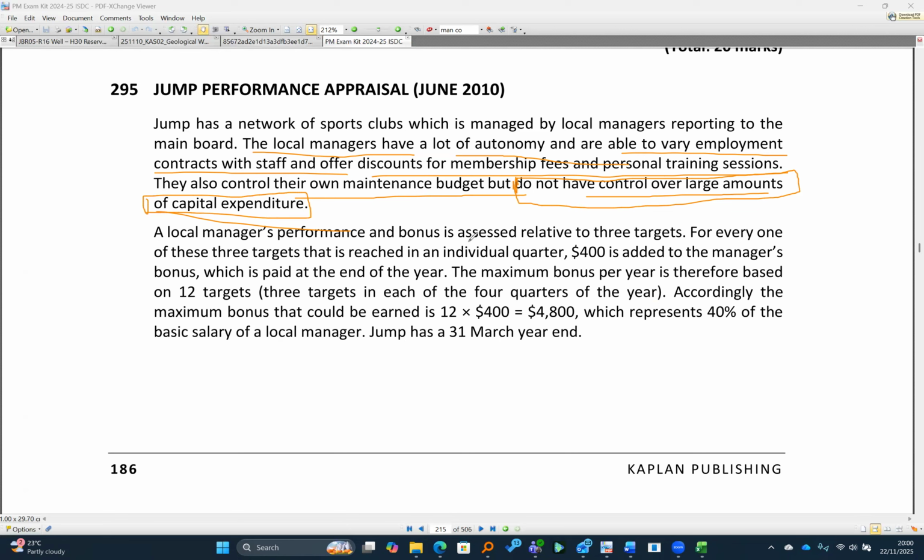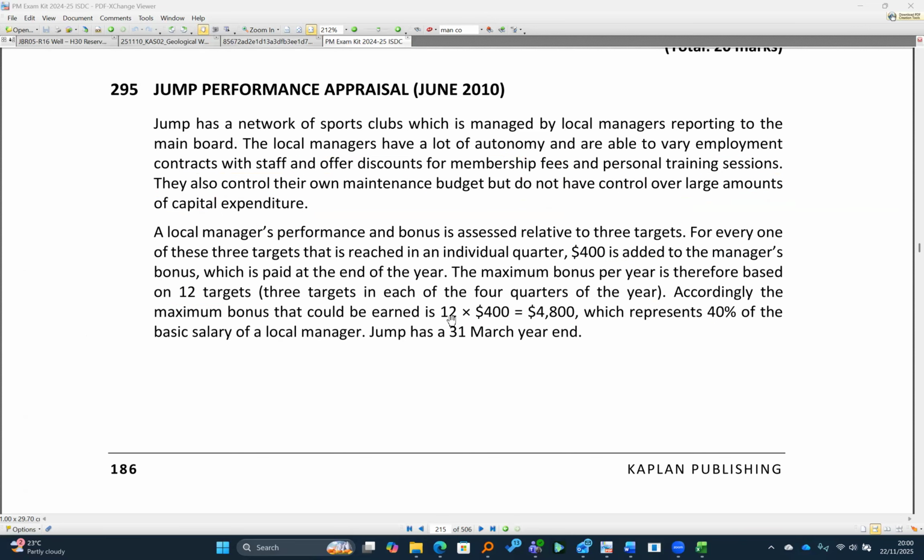A local manager's performance and bonus is assessed relative to 3 targets. For every one of those targets, there is in a quarter $400 added to the manager's bonus, which is paid at the end of the year. Maximum bonus per year is therefore based on 12 targets, 3 targets in each of the 4 quarters of the year. Accordingly, the maximum bonus that could be earned is 12 times 400, which is 4,800, which is 40% of the basic salary of the local manager. And the year end is 31st March.